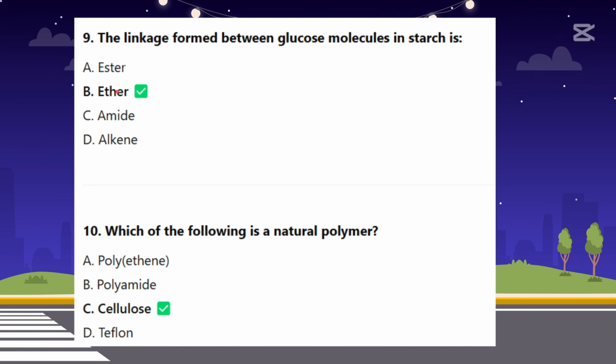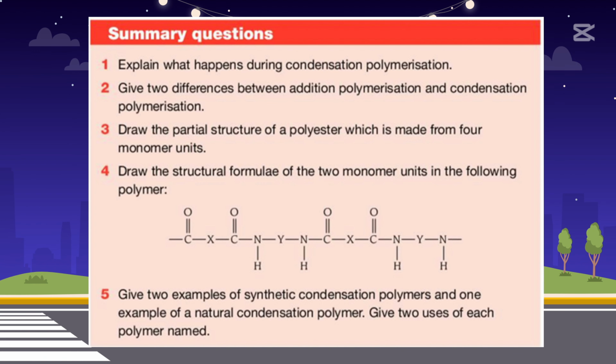The linkage formed between glucose molecules in starch is called an ether linkage, that's correct. Which other one is a natural polymer? Cellulose is a natural polymer. And we link with the glucose, fructose, galactose, you make cellulose.